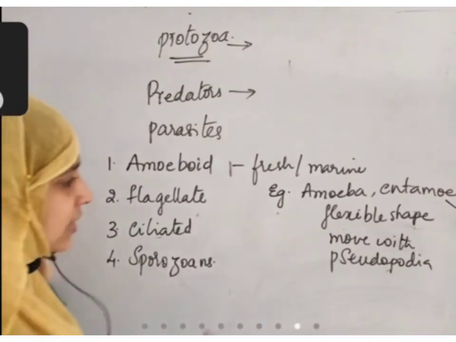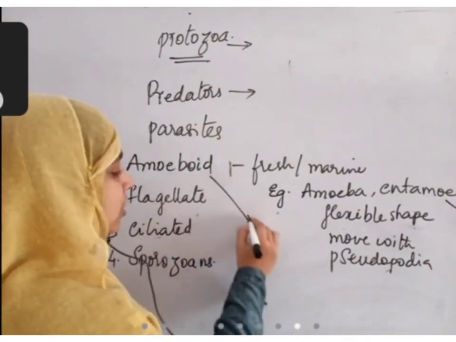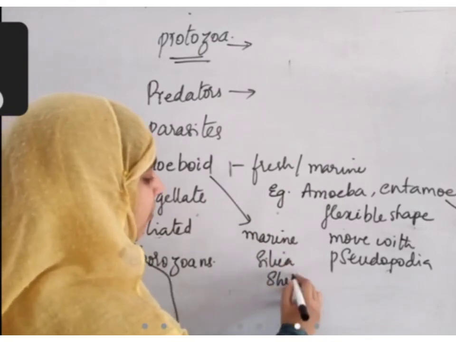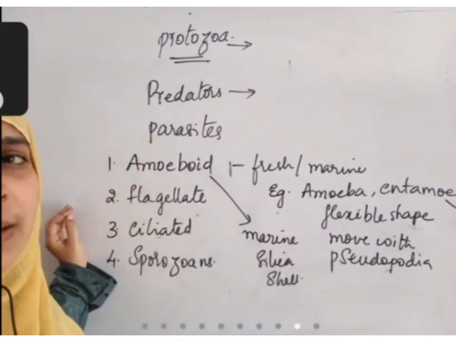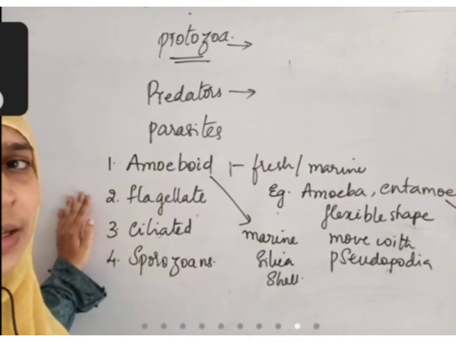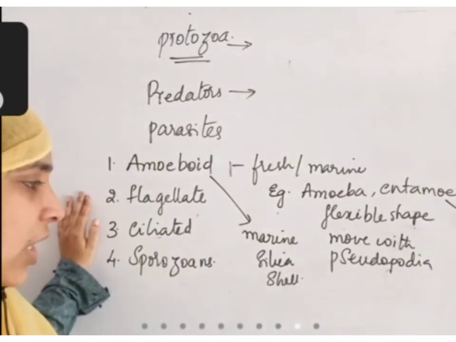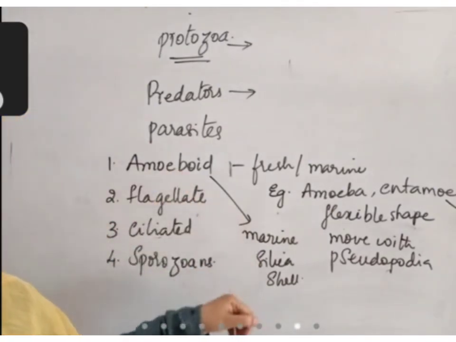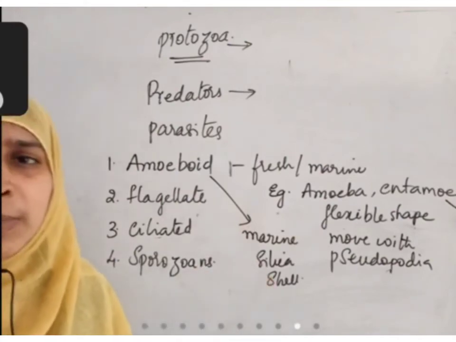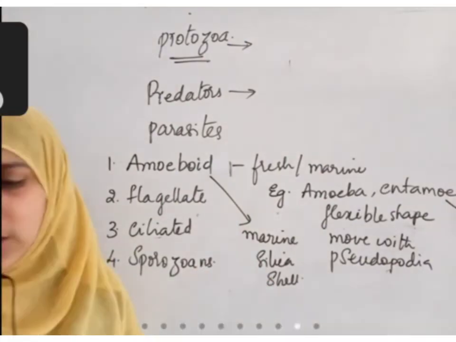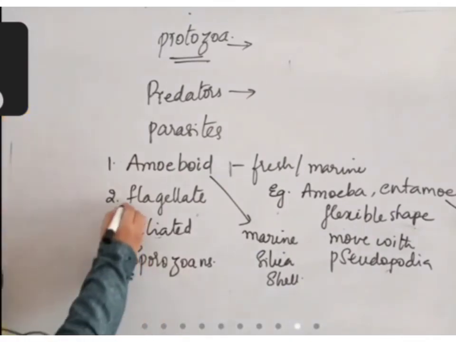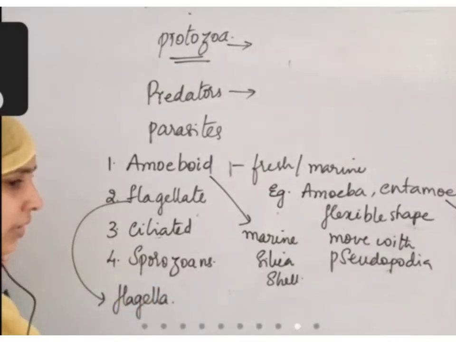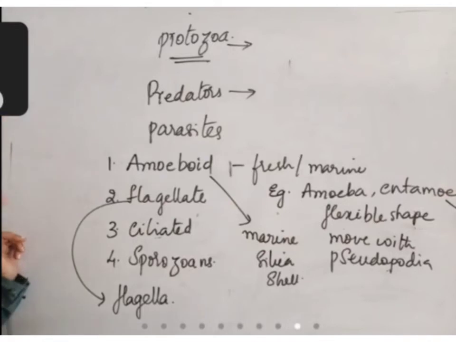Marine forms of amoeboids have a silica shell. We have discussed silica shells in Chrysophytes; the same way, this also has a silica shell. Other freshwater creatures like amoeba or entamoeba do not have any shell around them. The second type is flagellate. As the name itself says, it has flagella. The best example for this, I'll tell you, is trypanosoma.